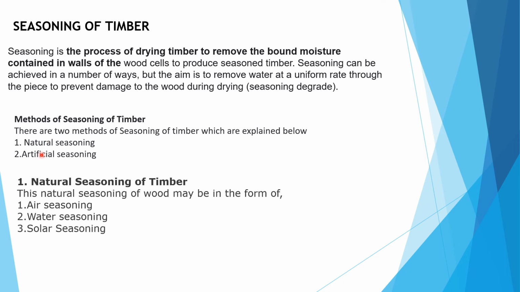Methods of seasoning timber. There are two methods of seasoning of timber, which are explained below. Number one, natural seasoning. Number two, artificial seasoning. As you know, what is natural seasoning and artificial seasoning? Let's start. What is natural seasoning of timber? Natural seasoning of wood may be in the form of air seasoning, water seasoning, or solar seasoning.